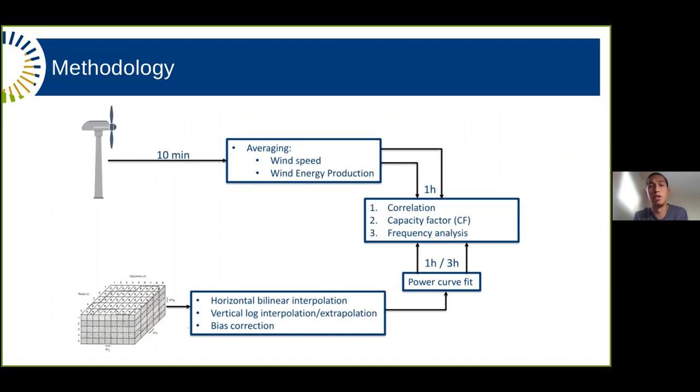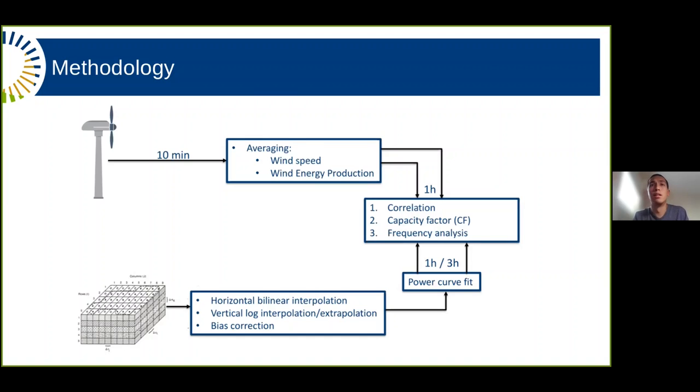Then we got the time series of wind speed with an hourly resolution, and we performed a power curve fit. This power curve fit is an approximation with an error function based on measurements of wind power and wind speed. We used an error function to be able to simulate wind power production in the next stages. Basically, the analysis is based on a correlation analysis, then a reproduction of how well the grids can reproduce capacity factor, and then a frequency analysis to see what information or variance these grids are giving to us.